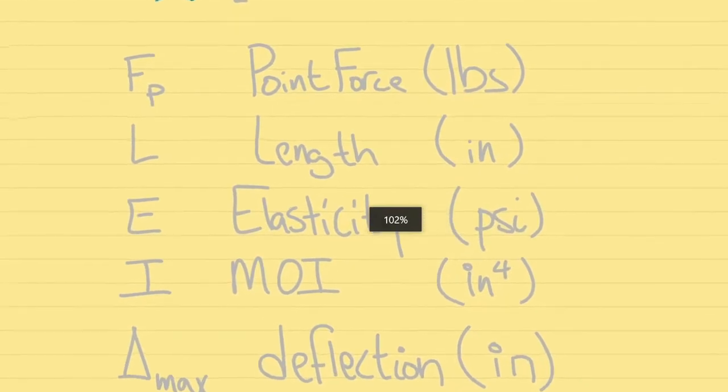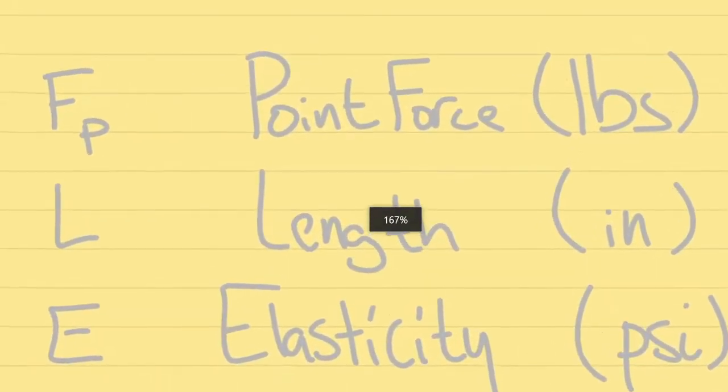Let's look at some of these terms in units. Our point force is going to be measured in pounds. That's how much we're applying right at the center of that beam. Keep in mind, this only works if you have a beam supported at both ends and you're applying a force right in the center. And for our calculations, we're only considering rectangular prisms. The length is the distance between the supports, not the length of the beam itself.